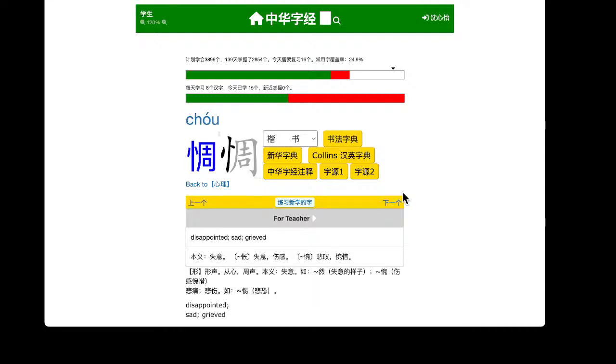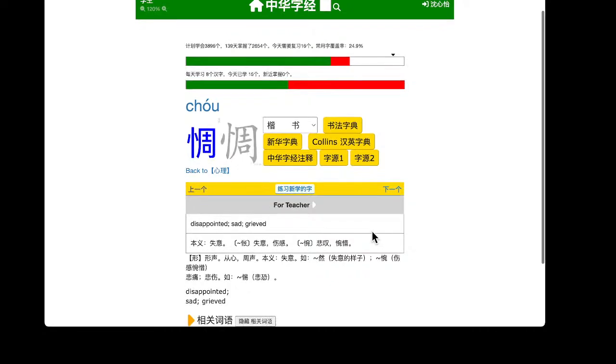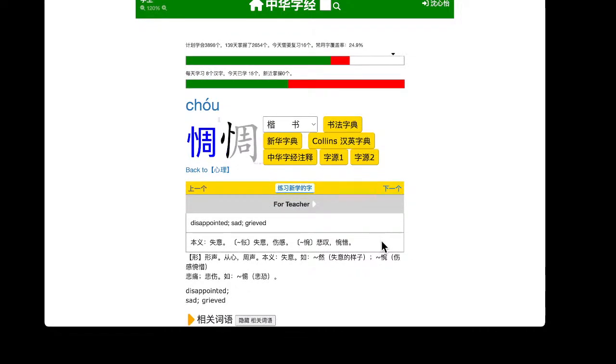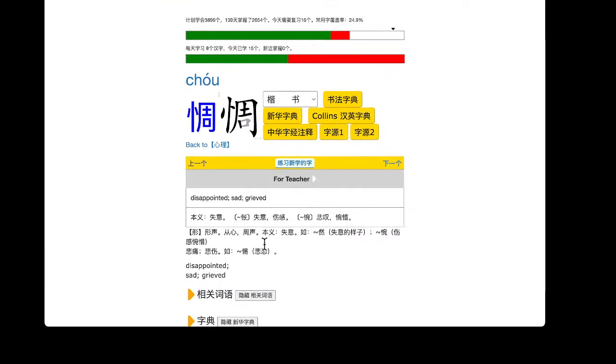Okay, next one, 怅. 怅 means disappointed, sad, and grieved. So the original meaning is disappointed. And also, because you are disappointed, then you are sad.